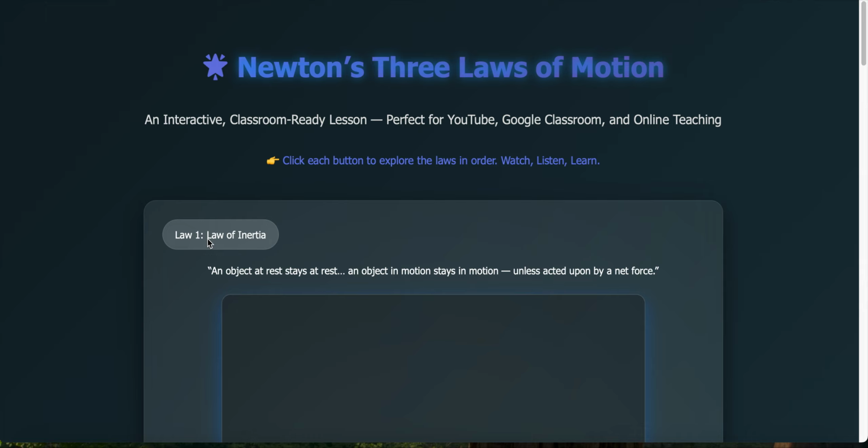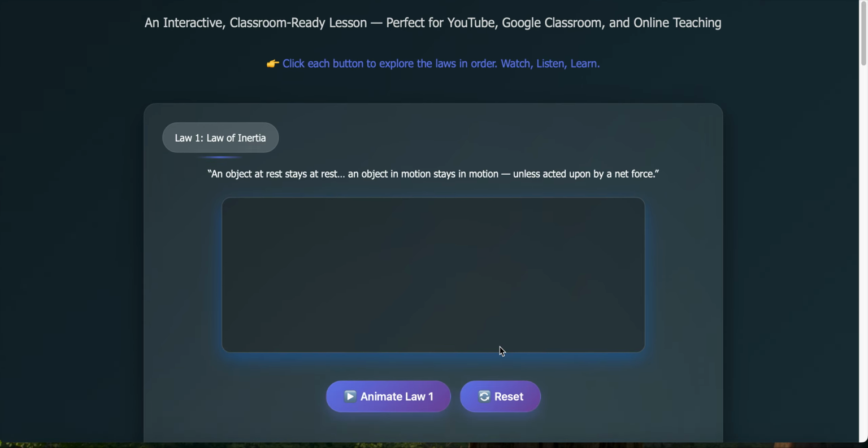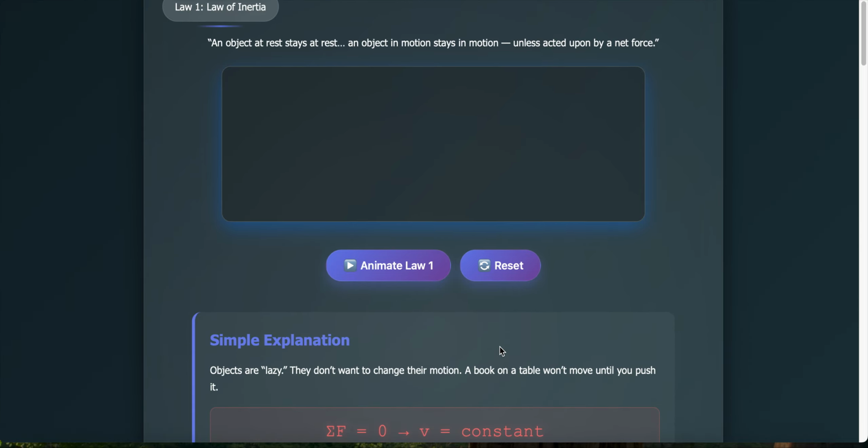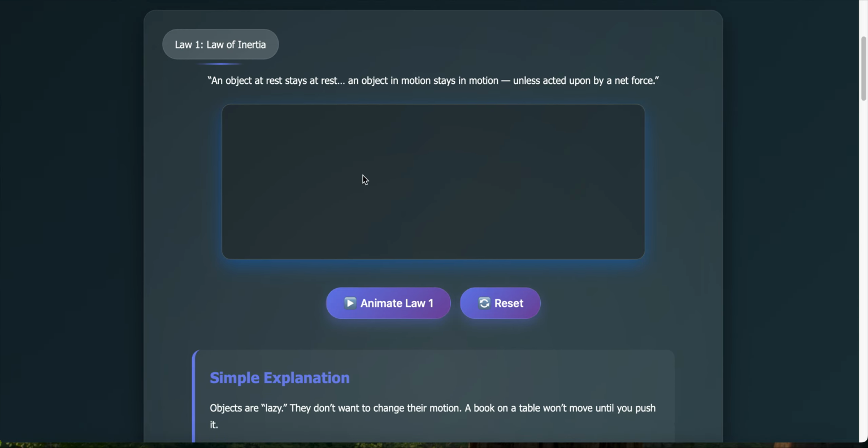I am just going to discuss the first law of motion. What is the first law of motion? An object at rest stays at rest, and an object in motion stays in motion, unless acted upon by a net force. So suppose any object at rest or in motion will stay in a fixed state when you do not apply an extra force. See this live and practically.